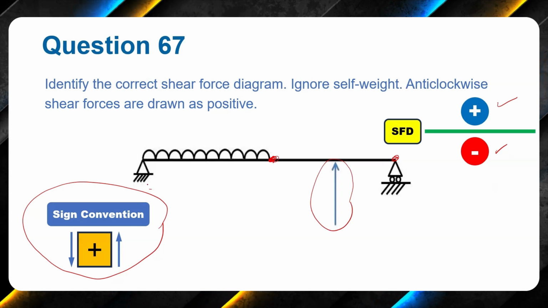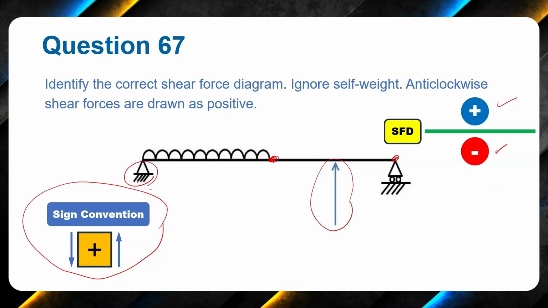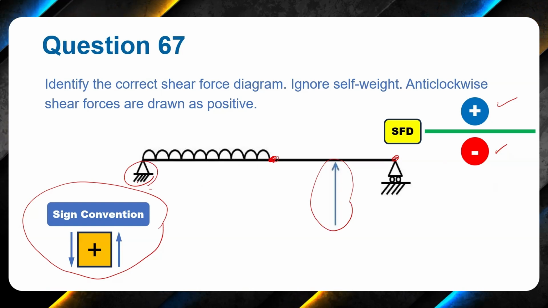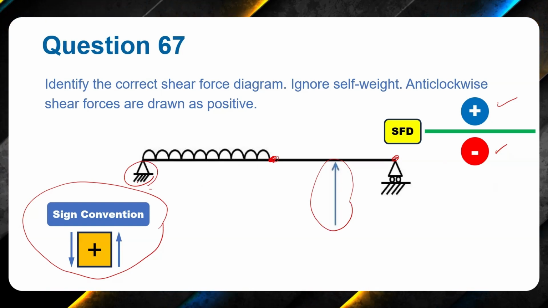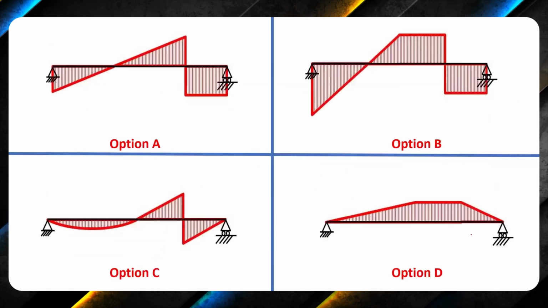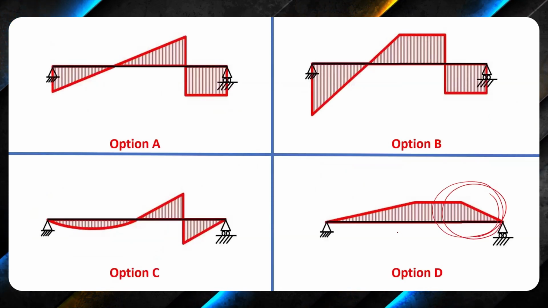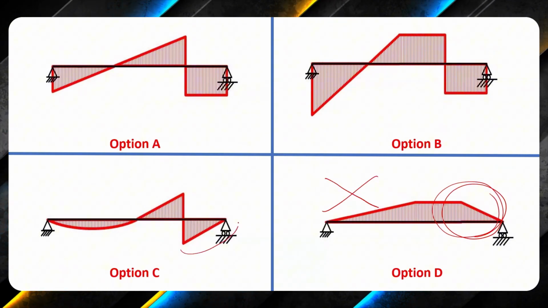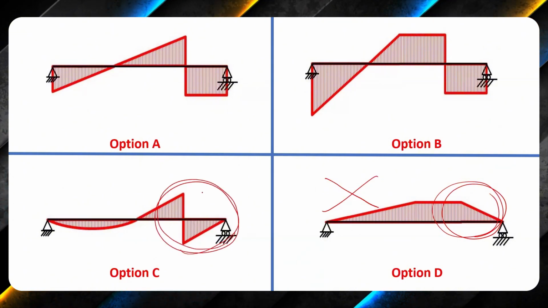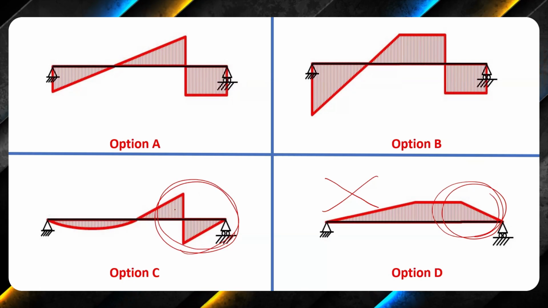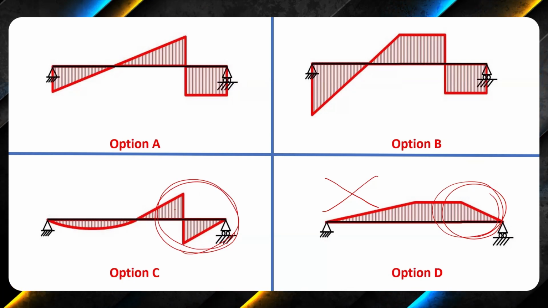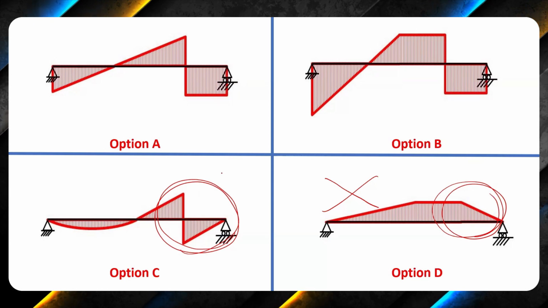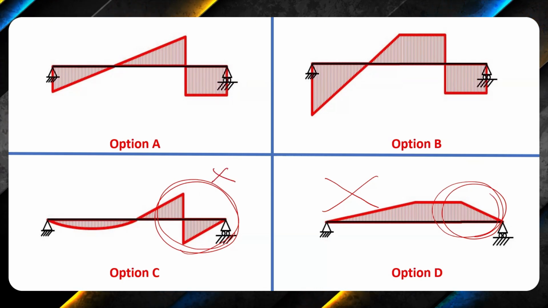Between this midpoint and the support here I have distributed load, so distributed load will have inclined lines in shear force. Firstly, there can't be an inclined line over here. It means that this option is completely wrong. Secondly, this option is wrong as well because there are inclined lines. It looks more like a bending moment diagram instead of a shear force diagram. It means I can discard this option as well.